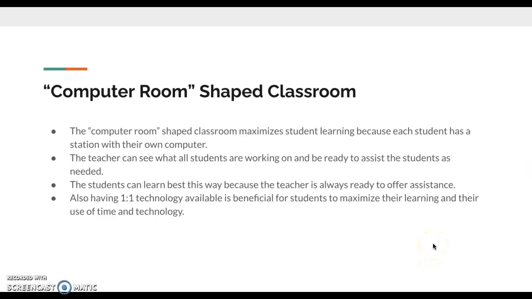However, the computer room-shaped classroom maximizes student learning because each student has a station with their own computer. The teacher can see what all students are working on and be ready to assist as needed. The students can learn best this way because their teacher is always ready to offer assistance. Also, having one-to-one technology available is beneficial for students to maximize their learning and their use of time and technology.